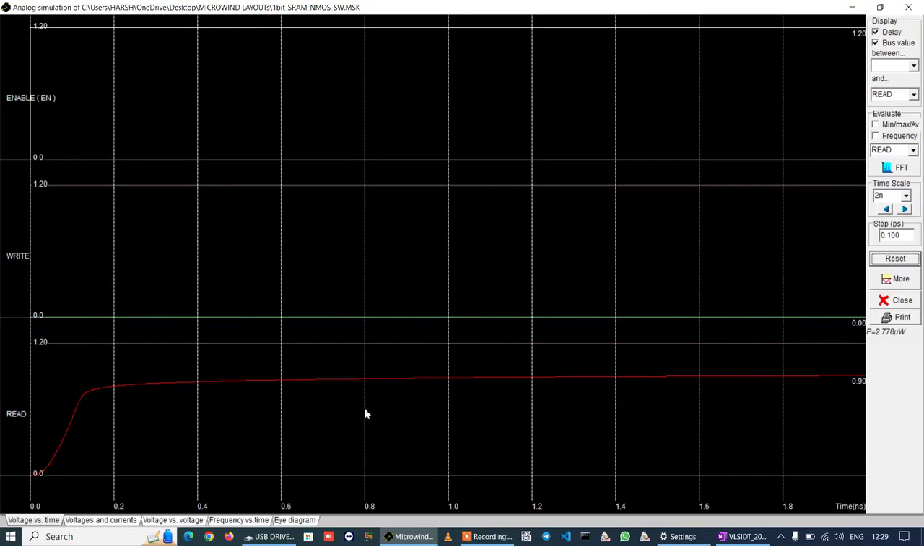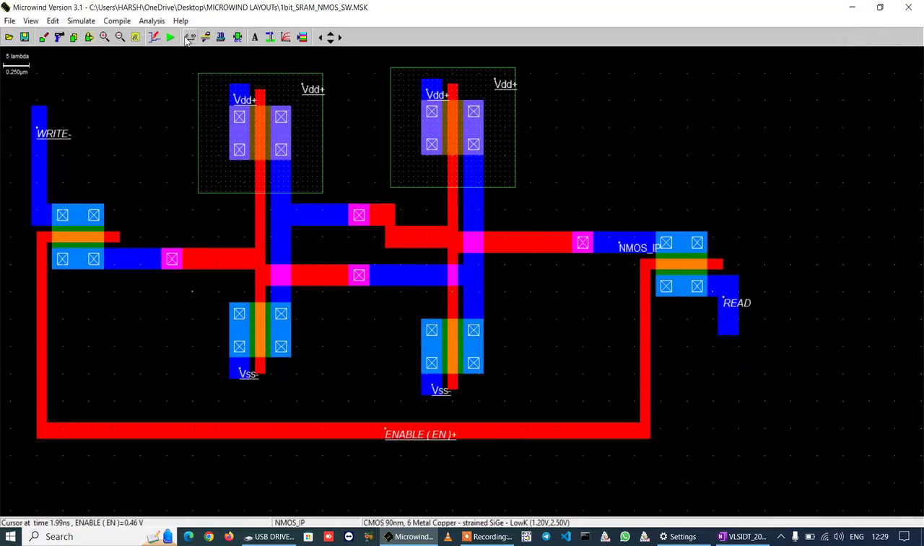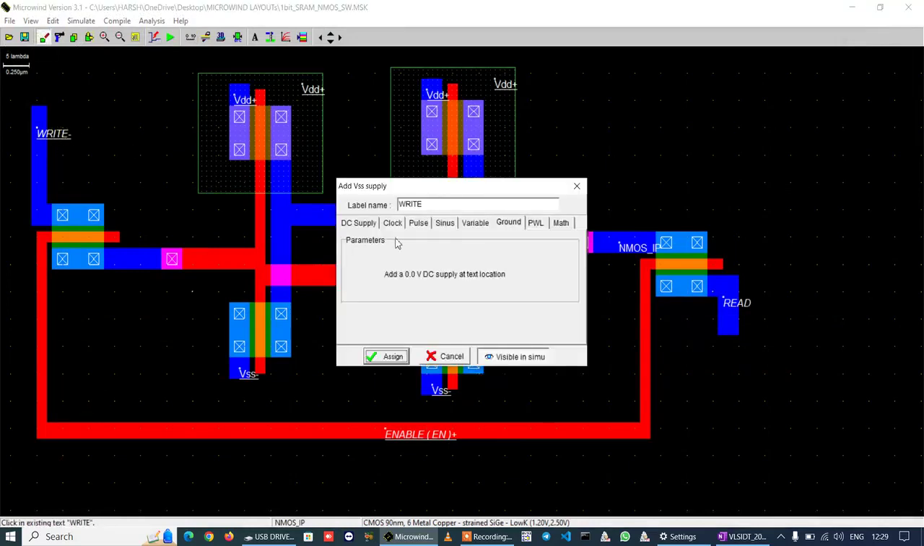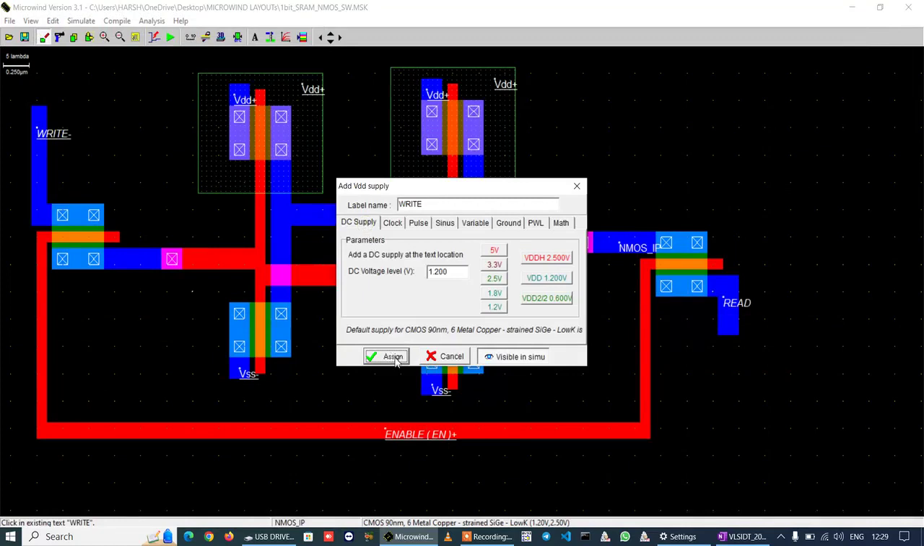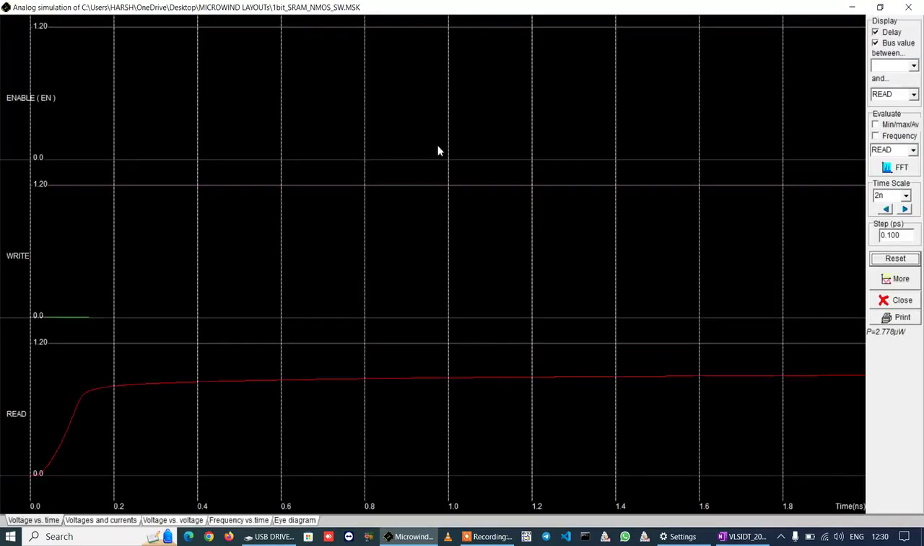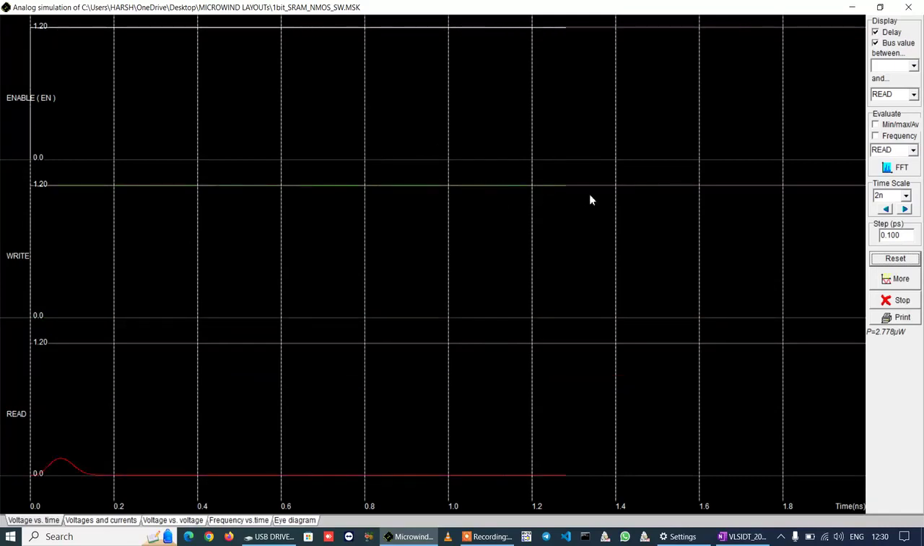How do we conclude it is weak 1? Because the output is not attaining a value equal to 1.2 volts, which is the VDD for 90 nanometer technology, rather it is settling at 0.90 volts. The difference between 1.2 and 0.9 is nothing but the threshold voltage of an NMOS device. For write equal to 1, we see here when write is equal to logic 1, read line is resting at 0.0 volts, that is VSS, a strong 0.